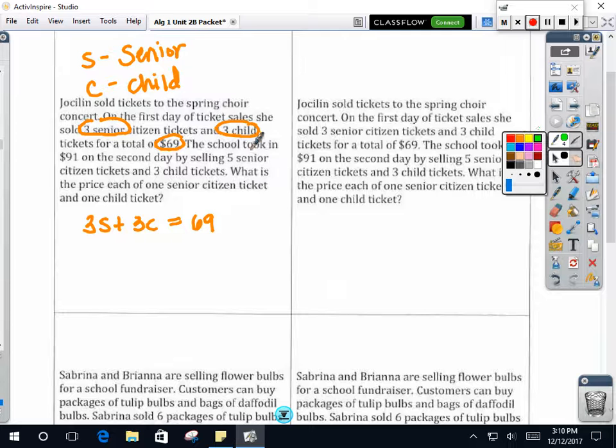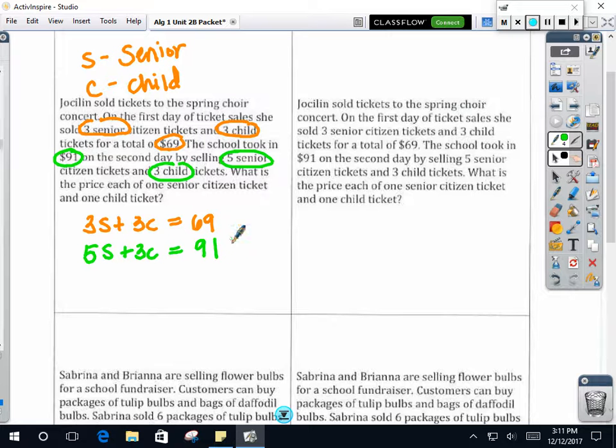Then the second equation says they took in $91 on the second day for 5 senior tickets and 3 children's tickets. What does that look like? 5S plus 3C equals 91. Okay, is there a variable that's ready to eliminate? No. Almost. We need to multiply either the top or the bottom by -1 to make one of those 3's negative.